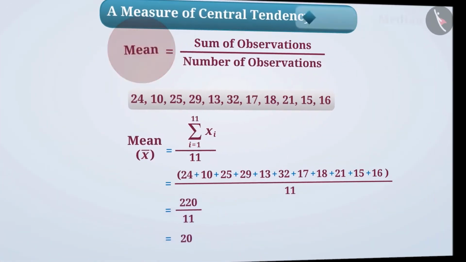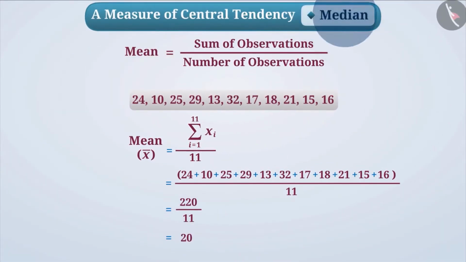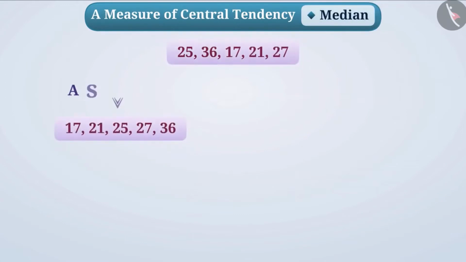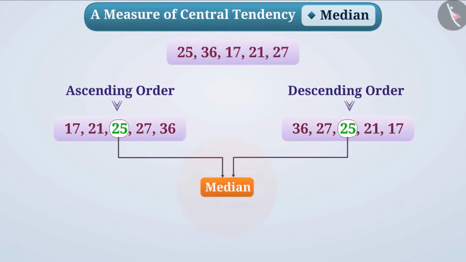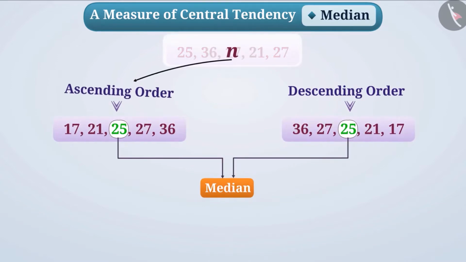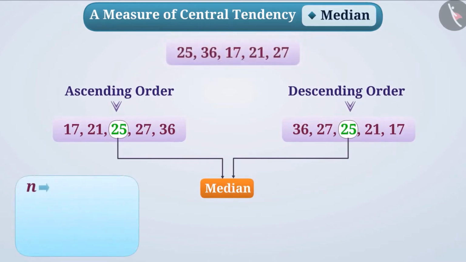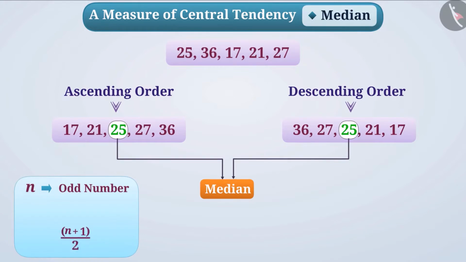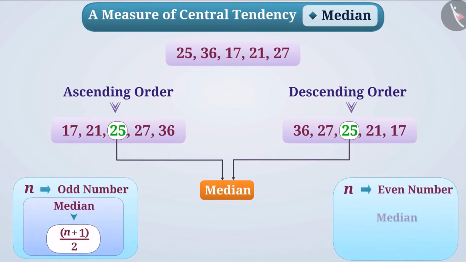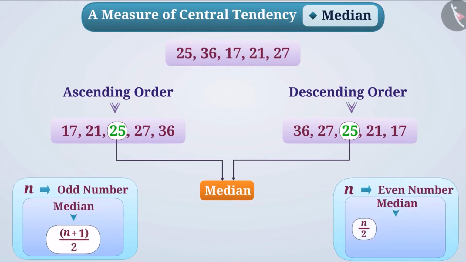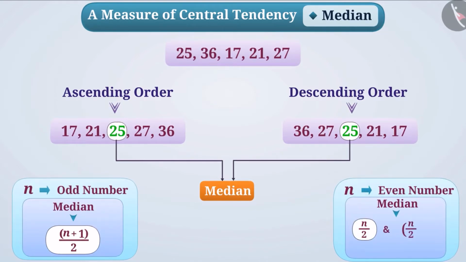Like the mean, the median is also a measure of central tendency. After arranging the data in ascending order or descending order, the middle observation is the median of these data. If we are given n observations, then we arrange them in ascending or descending order. If n is an odd number, then in these observations, (n plus 1) divided by 2 will give you the position of the median. But if n is an even number, then the median is the mean of the (n divided by 2)th and (n divided by 2 plus 1)th observations.